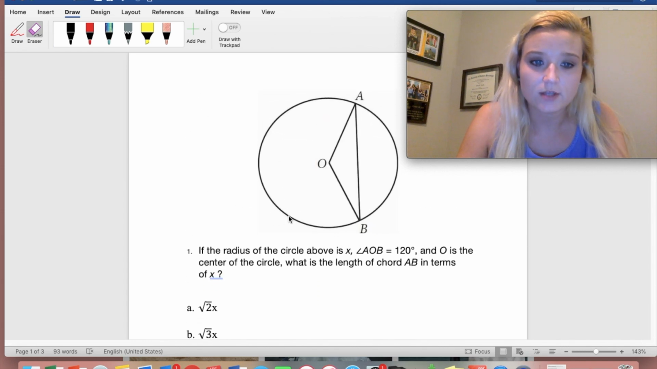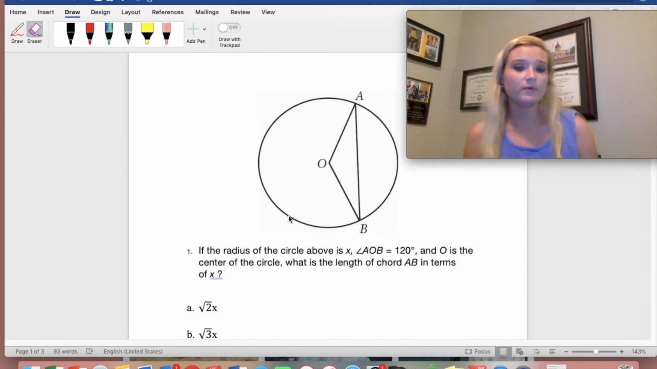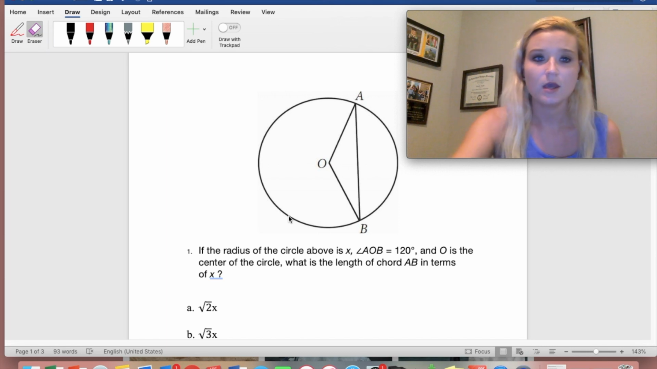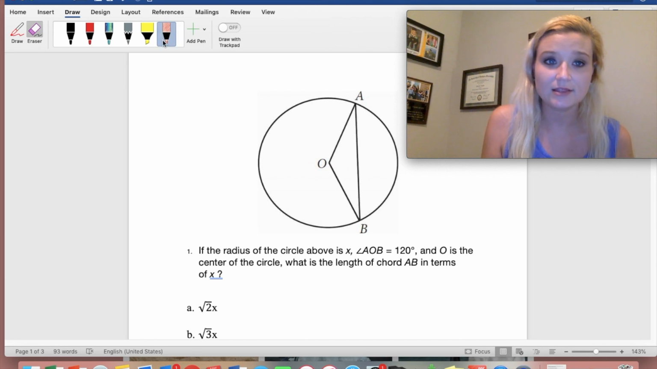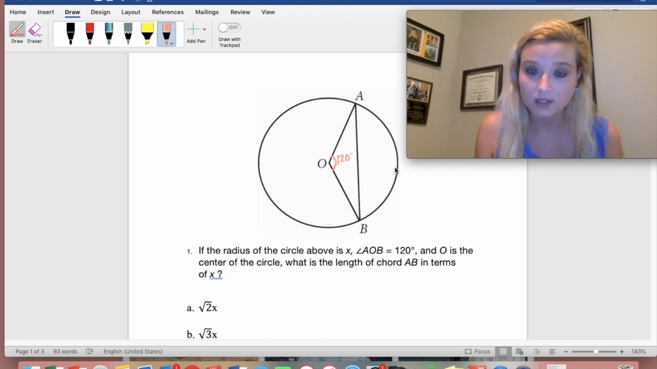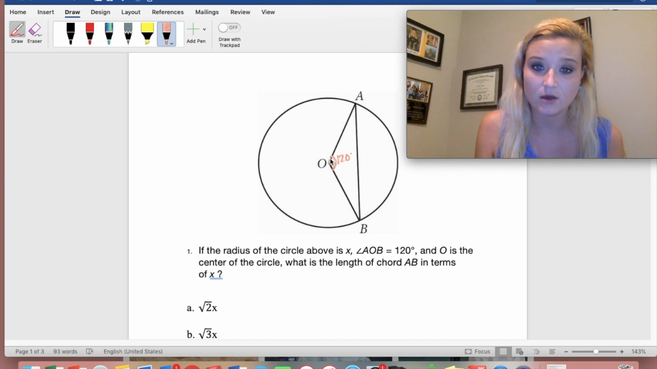For the first one, if the radius of the circle above is x, angle AOB is 120 degrees, and O is the center of the circle, what is the length of chord AB in terms of x? Okay, so we want to start by labeling all of the information that they gave us. They told us that this angle right here is 120 degrees, and also that the radius of the circle is x. So that's going to be OA or OB, either one.